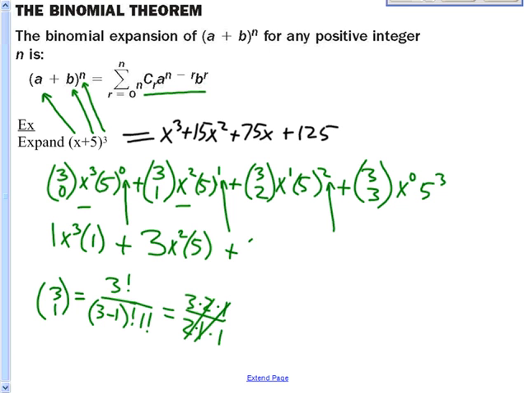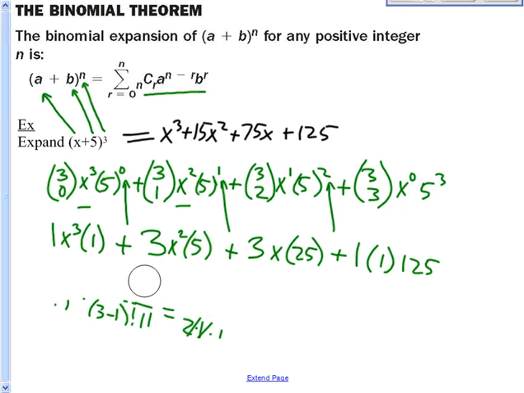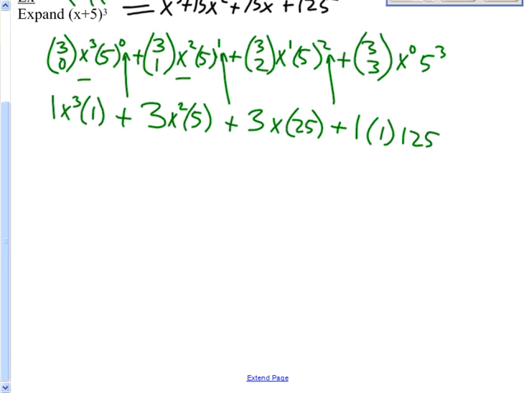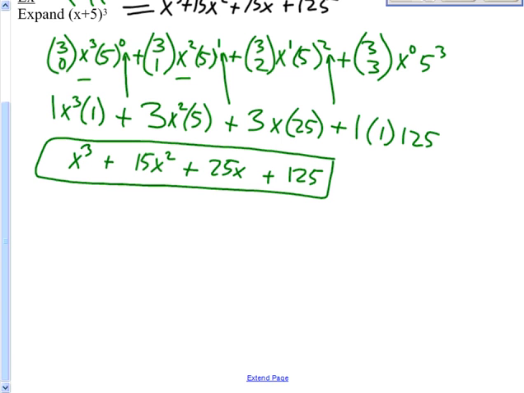Plus, and then you do 3 choose 2, and it happens to also be 3. And then you got x to the 1, 5 squared is 25. 3 choose 3 is 1. X to the 0, anything to the 0 is 1. 5 cubed, 125. Okay, let's clean this up. So we got 1 times 1, 1x cubed. 3 times 5, 15x squared. 3 times 25, 75x. 1 times 1 times 125, 125. There's the expansion of x plus 5 to the third using the binomial theorem.